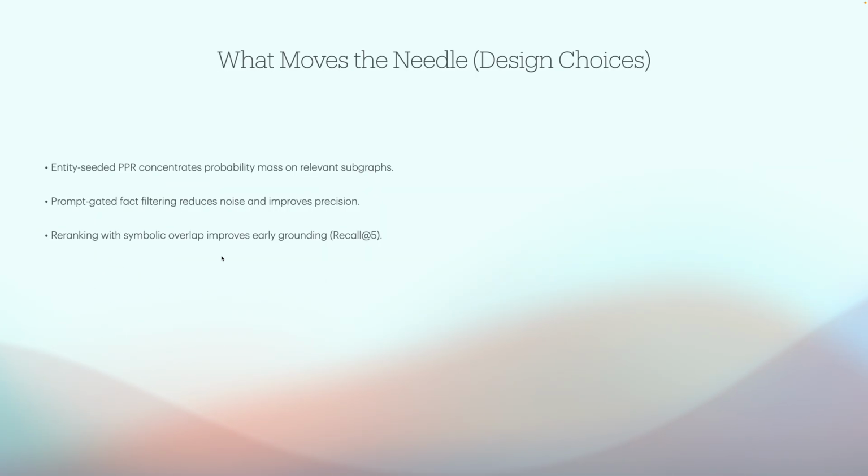Moving on, what moves the needle is, first, that the entity-seeded PPR concentrates probability mass on the relevant subgraphs, which means that it boosts the early evidence. Second, prompt-gated fact filtering removes loosely related triples before traversal, so this improves both the precision and F1 and reduces the noise. And then the third thing is the symbolic overlap pre-ranking, which prioritizes passages that explicitly name the entities and facts, which improves grounding at smaller k. Everything else is basically secondary.